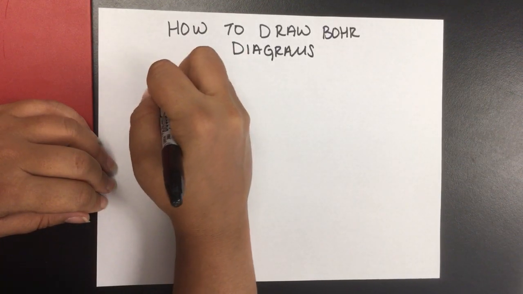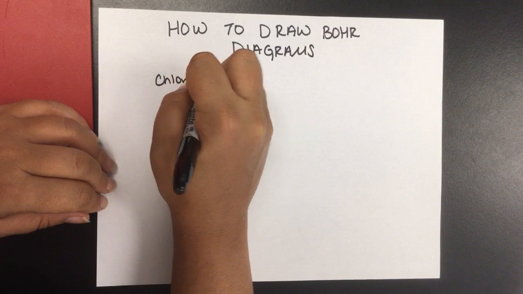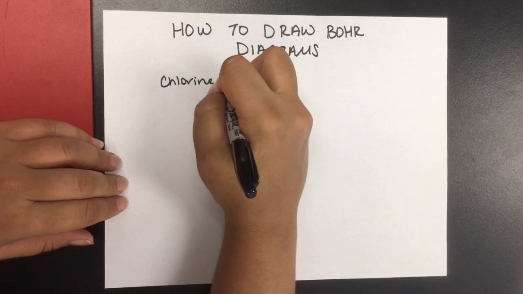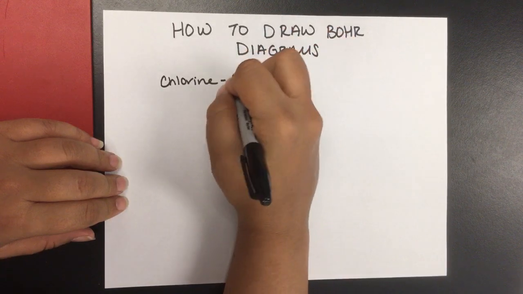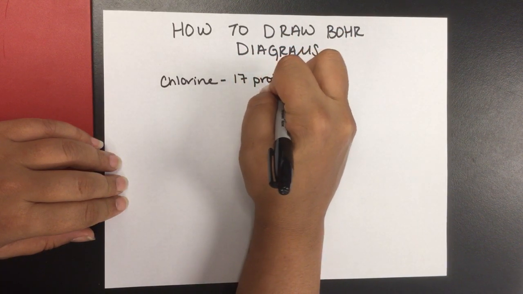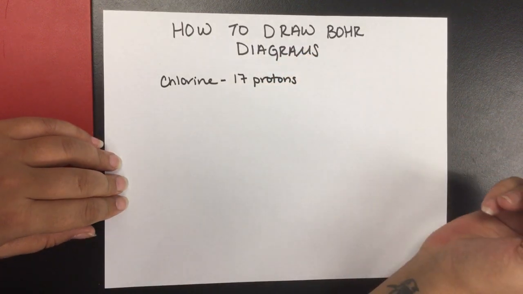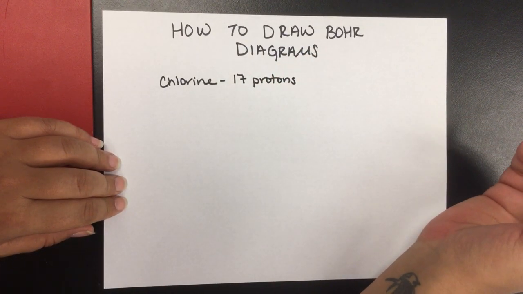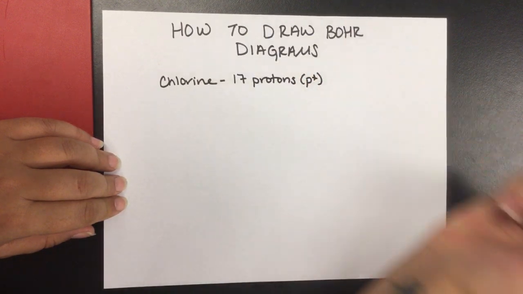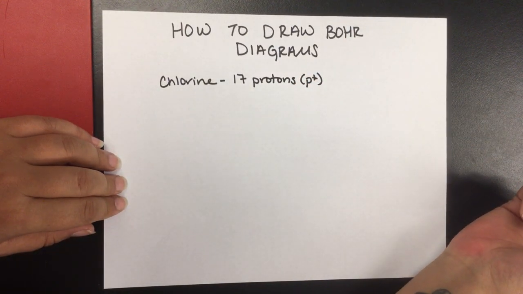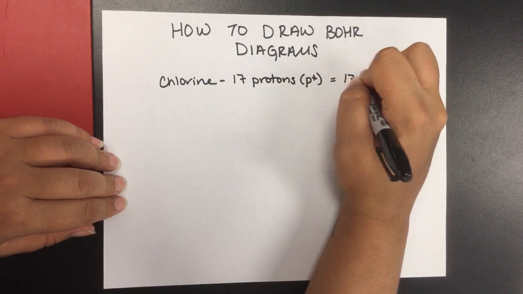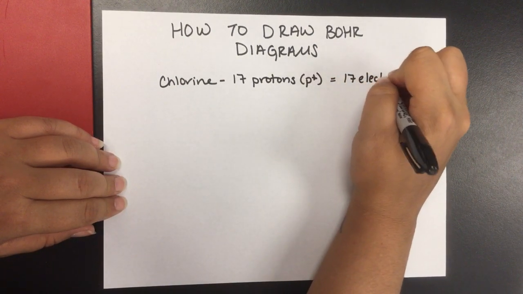So let's say, for example, I have chlorine, which is number 17 on the periodic table, meaning it has 17 protons. Now again, atoms are neutral, so however many protons, and remember protons have a positive charge, that's how many electrons we have. So if there's 17 protons, that means I also have 17 electrons.